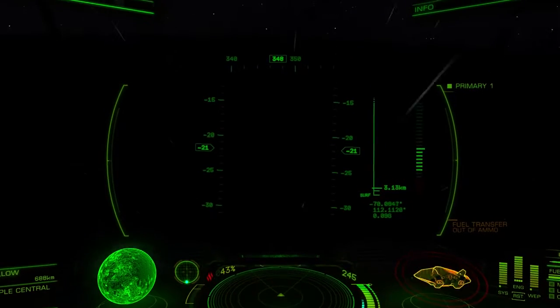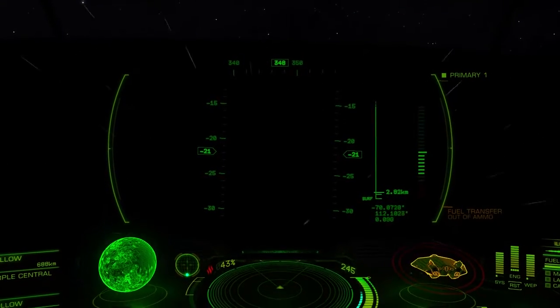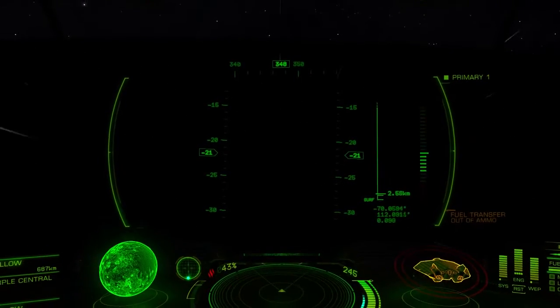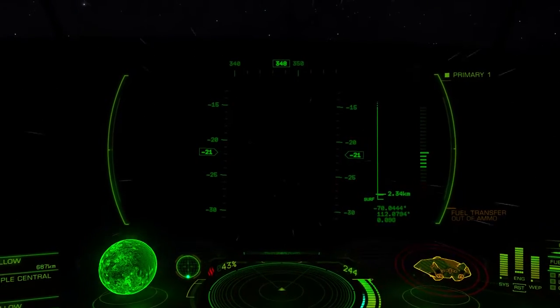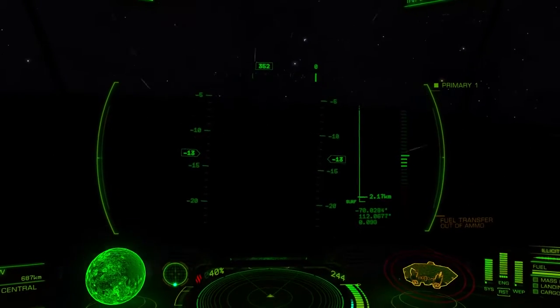And that is really useful then to have your altitude indicator in order to not crash into the surface of the planet. Like now is very good.